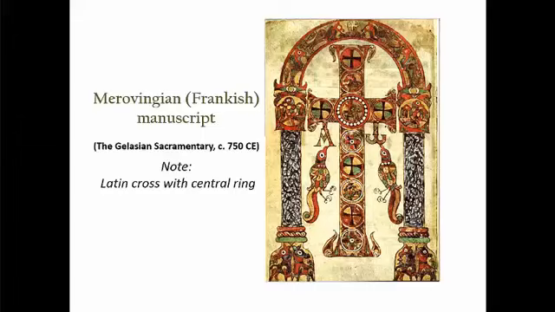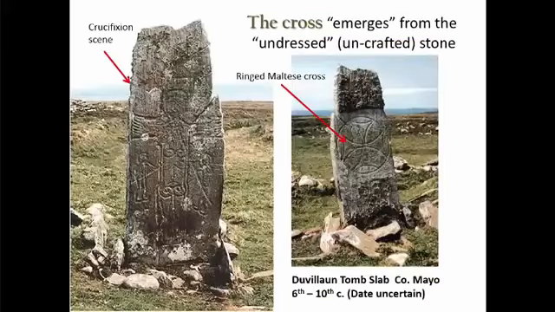Turning now to the Isles, remember that the actual stone crosses were believed to emerge from the undressed or uncrafted stone. There is a sense that they were always lying in wait for the artist's arrival. Seen here is the Duvillaun stone slab from County Mayo. This slab would have been carved somewhere between the 6th and 10th centuries.